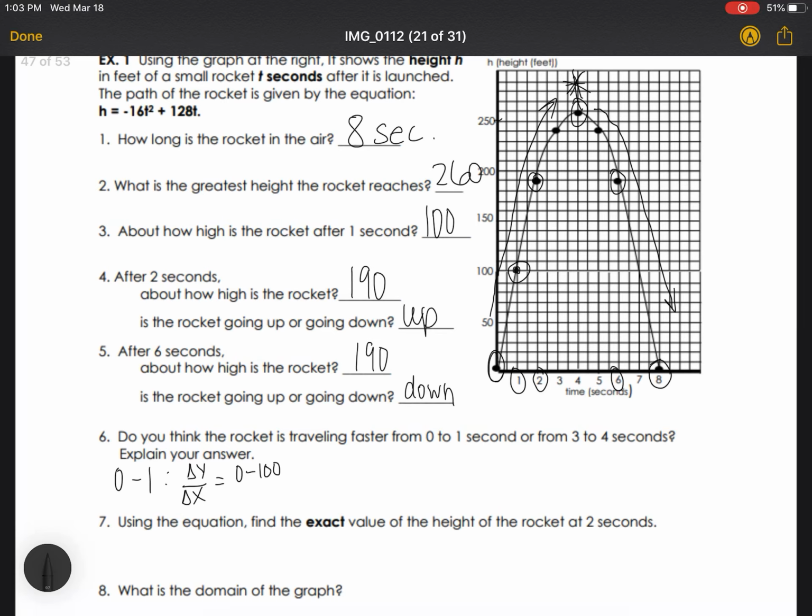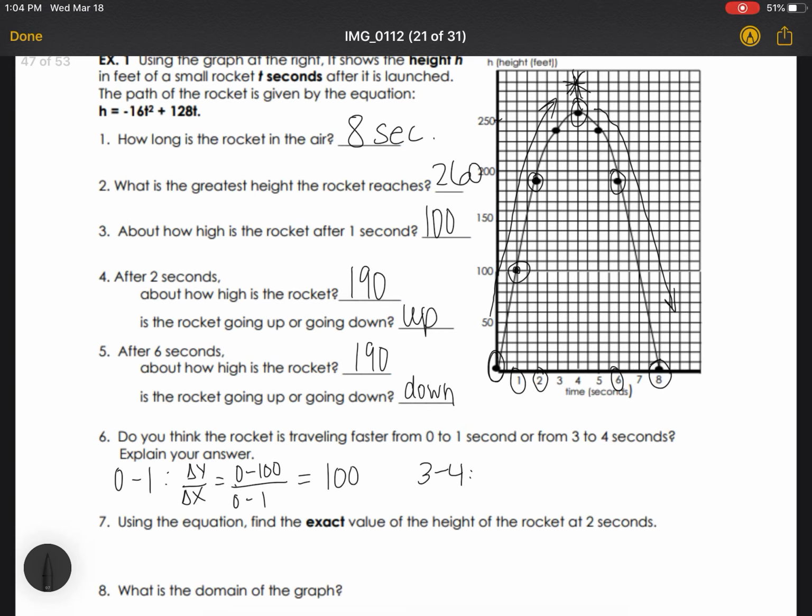And remember that little triangle, which is called delta, means the change. So we're going to subtract the y value from 0 minus the y value from 100. And then your change in x is just going to be that 0 to 1, so time 0 minus time 1. If we simplify those and divide it, we get the rate of change here to be 100.